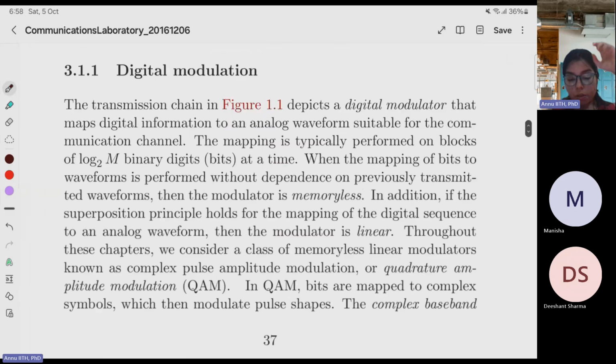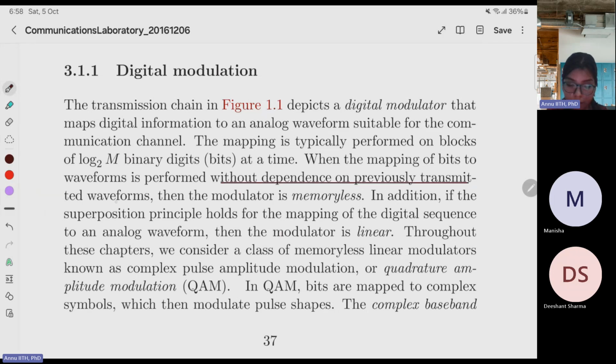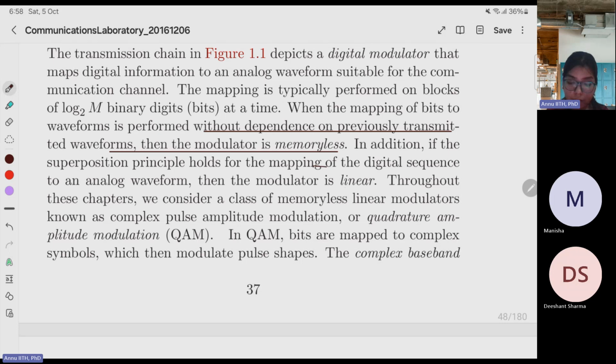Okay. So the transmission chain in figure 1.1 depicts a digital modulator that maps the digital information onto an analog waveform suitable for the communication channel. The mapping is typically performed on blocks of log2 M binary digits at a time. When the mapping of bits to waveforms is performed without a dependence on the previously transmitted waveform, then the modulator is memoryless. You can understand the difference: without a dependence on the transmitted waveform, there is no memory. In addition, if the superposition principle holds for the mapping of a digital sequence to an analog waveform, that modulator is linear.